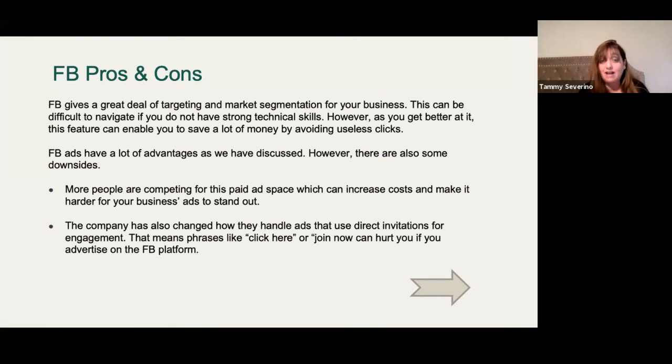They do have a lot of advantages, as we discussed, but there are a handful of downsides, and you should be aware of both the plus and the minus to be able to make a good decision. More people are now competing for paid ad space, and supply and demand: the more people competing for paid ad space, prices are going to go up, and that can make it a little harder for your business's ad to stand out. Because A, you've got more competition, and B, you've paid a little bit more to be in that space.